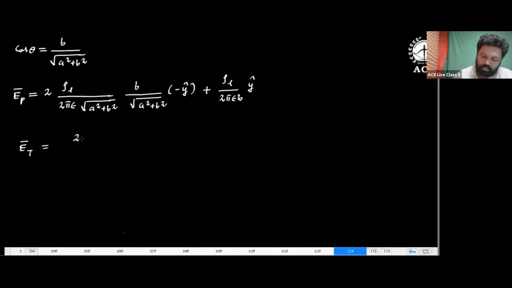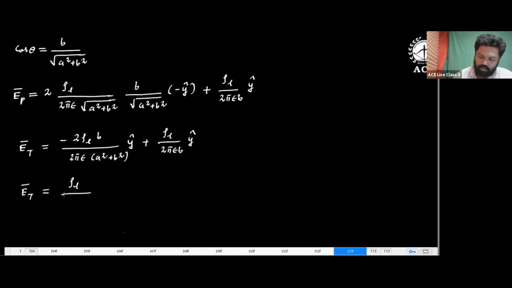So E total is equal to 2 into rho L into B divided by 2 pi epsilon into A square plus B square, minus y cap, plus rho L by 2 pi epsilon into B y cap. Further, if you can simplify according to the options: rho L by 2 pi epsilon, y cap, into 1 minus 2B divided by A square plus B square, by B.